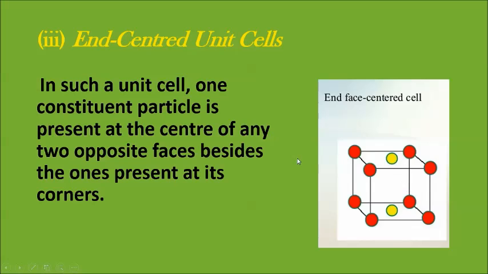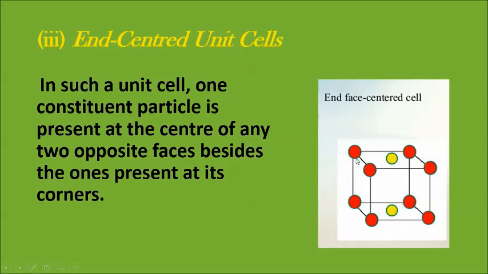But along with that, what should be there? The two faces which are opposite to each other. Here we have 6 faces, so we will get 3 pairs of faces. Among the pairs of faces, you have to take any one opposite pair. So if in this example I have taken the up and the down faces of the cube, then we have to take this one as the opposite. We can name it as end face centered cell.